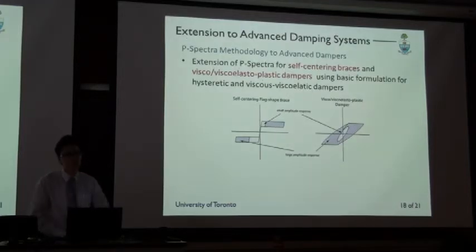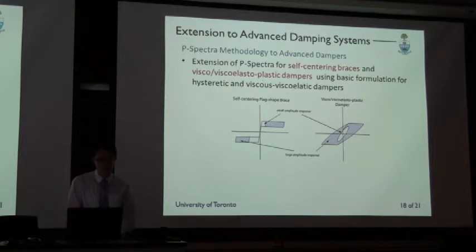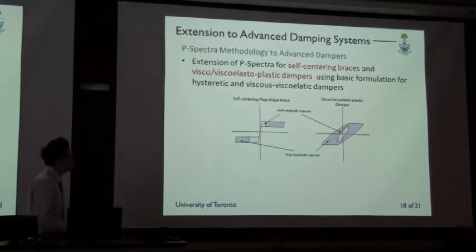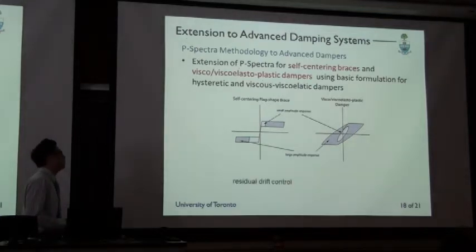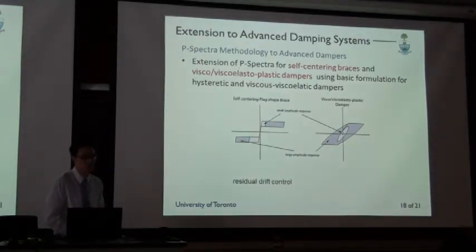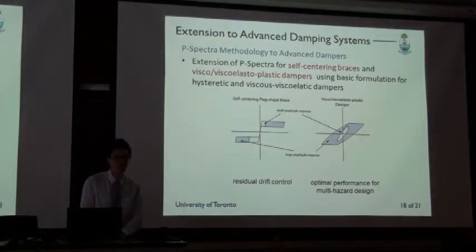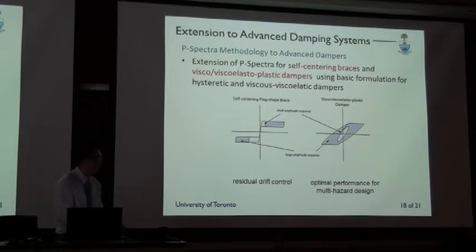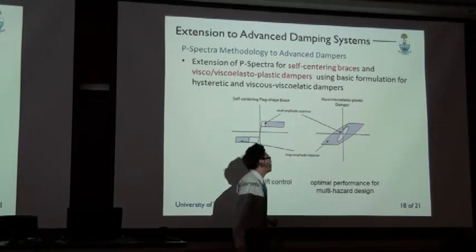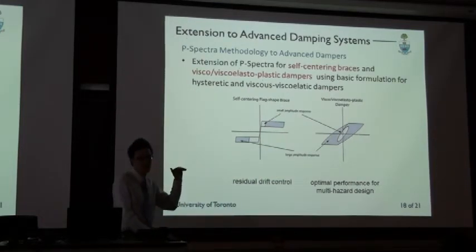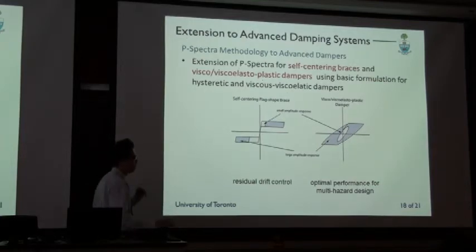Finally, we're currently in the process of expanding the P-spectra design method to advanced dampers such as the self-centering brace and the viscoelastic plastic damper. Many of you will know that the self-centering brace is mainly efficient in controlling the residual drifts of the structure, while the viscoelastic plastic damper is optimal for designing with multiple hazards. In this situation, most of the frequent earthquakes and windstorms will be damped out by viscoelastic damping, while under large earthquake excitations, the damper will activate, capping off the damping force and dissipating the energy through hysteretic actions.